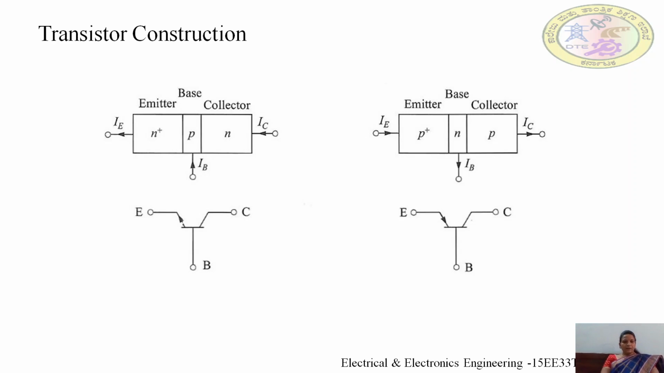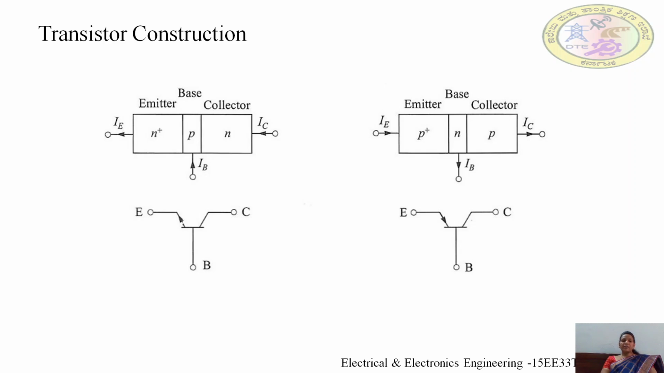Now you can see in this picture, size wise your collector is larger, whereas the base in both types of transistor is made very thin, whereas the emitter is moderately sized. But doping level wise, the emitter is heavily doped, the collector is moderately doped, whereas the base, which is the middle terminal, is very lightly doped.